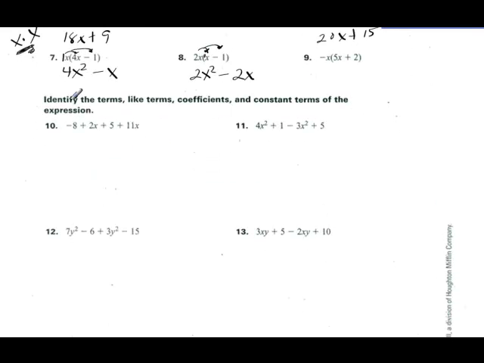So we're going to identify the terms. One class, we know that a term is separated by addition.